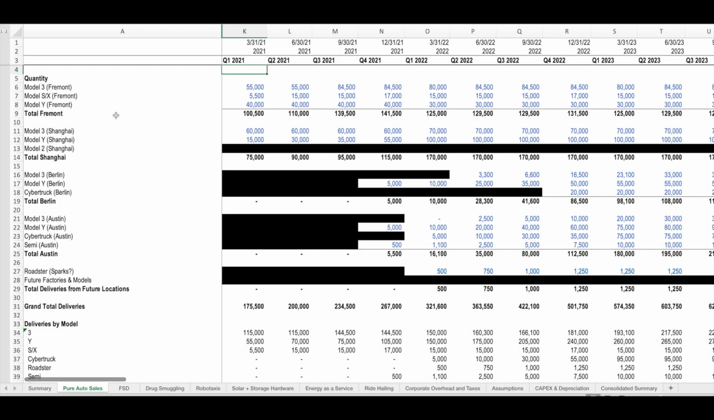So we'll take a minute to walk through some of those assumptions and do some sensitivity analyses. We'll spend some time looking at key variables like deliveries, and we'll see how changes to those assumptions can impact the overall share price calculated. Let's get into it. So now we are back into the pure automotive sales section of the model.